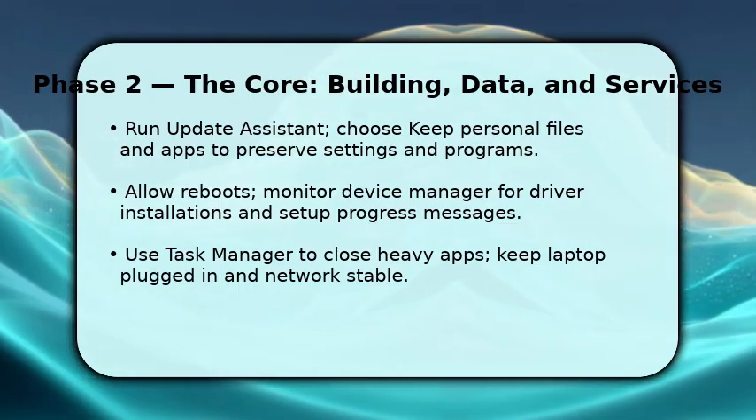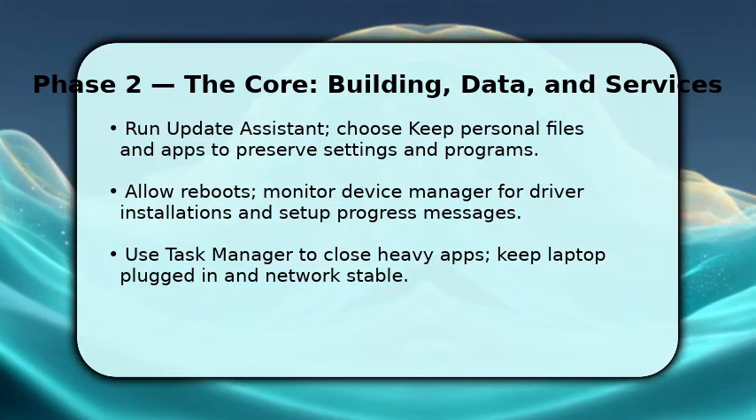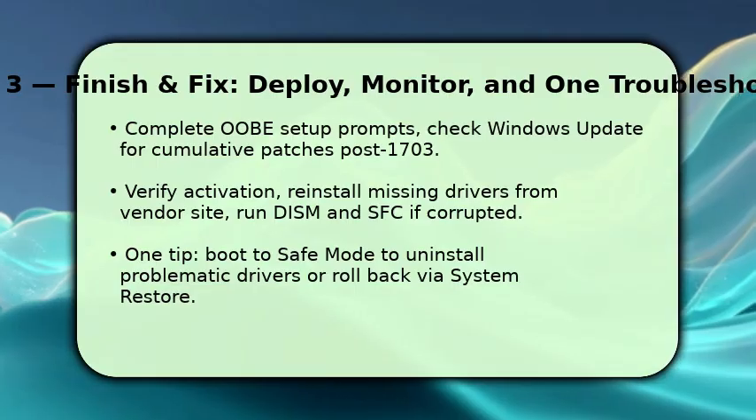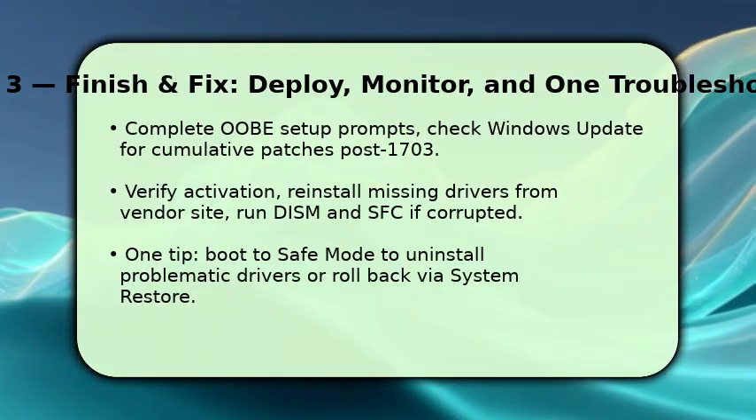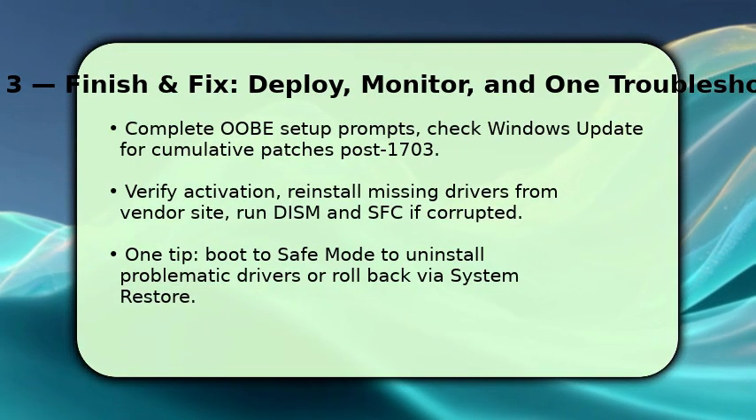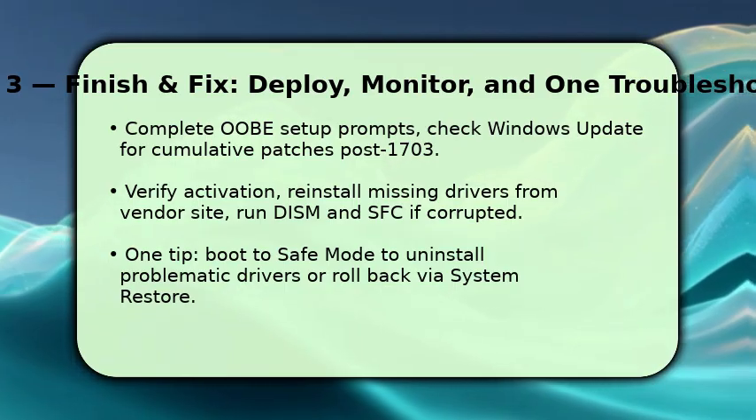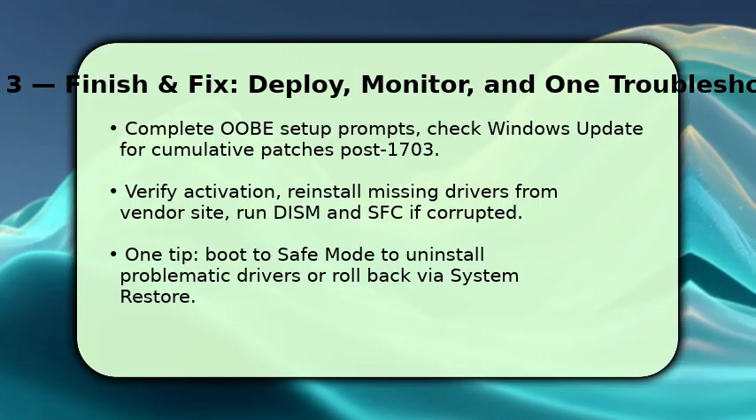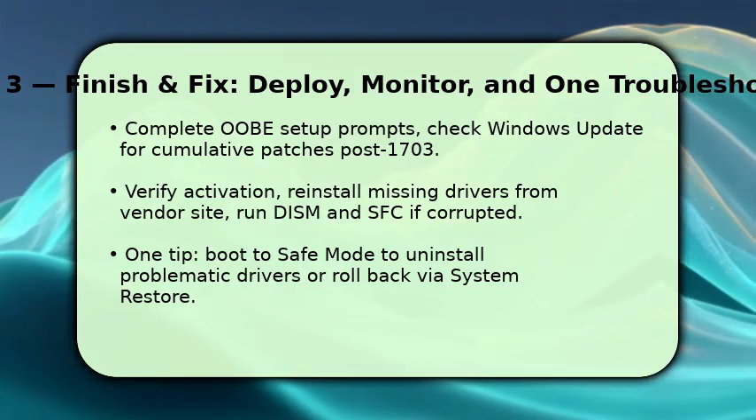You finish the upgrade and validate system health. Complete any out-of-box experience prompts, then open Windows Update and install all cumulative patches released after 1703 to stay current. Verify Windows activation and check Device Manager. If drivers are missing, download the vendor versions and reinstall.